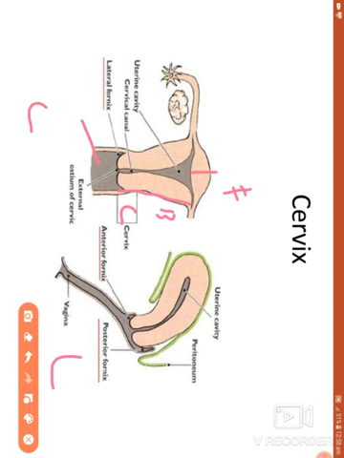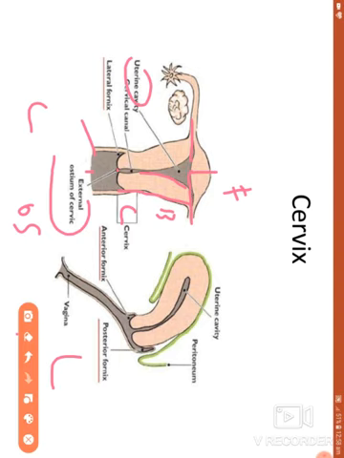Then see this triangular region, that is the uterine cavity. Here you can see there is a cervical canal cavity in the cervix. The uterine cavity communicates superiorly to the fallopian tube, and inferiorly to the vagina. Where it communicates inferiorly to the vagina, that opening is called the external os, the external ostium.